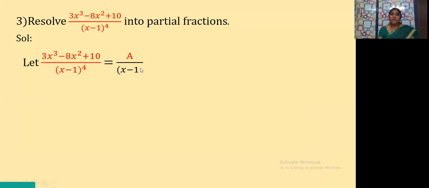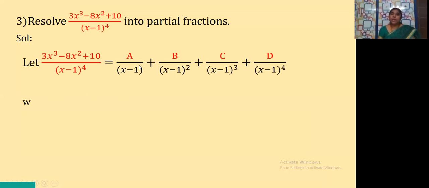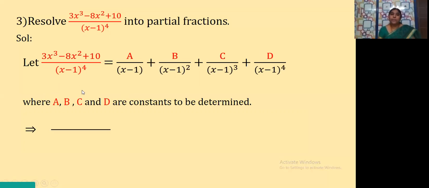A by (x minus 1) plus B by (x minus 1) whole square plus C by (x minus 1) whole cube, plus D by (x minus 1) whole to the power of 4. Now here, what we have to do? Again the same thing. A, B, C, D are the constants which are to be determined. Okay. Now let us find out the LCM on both sides.